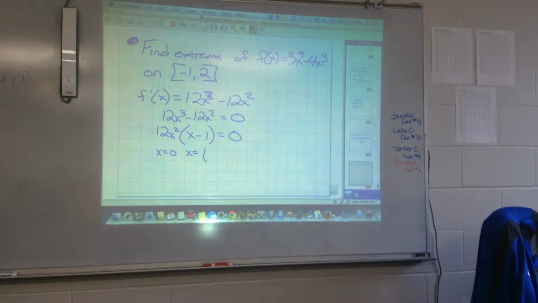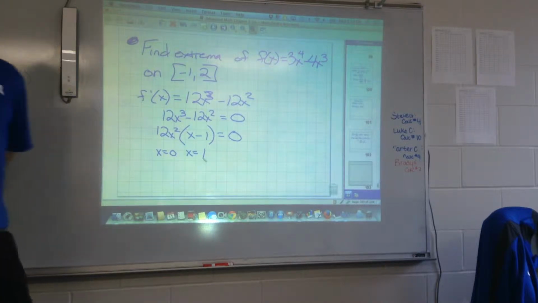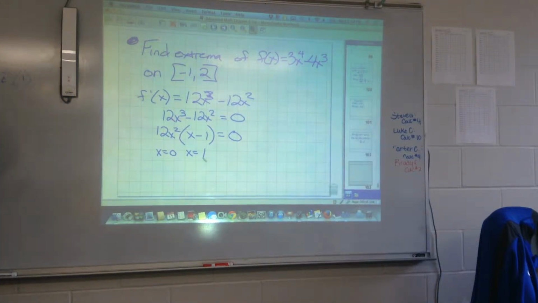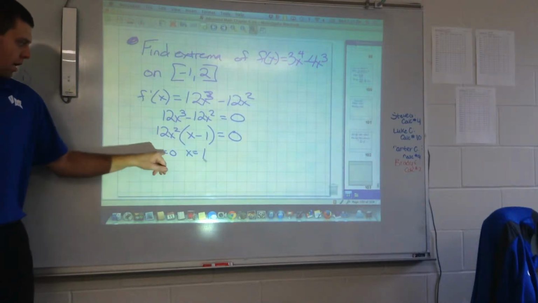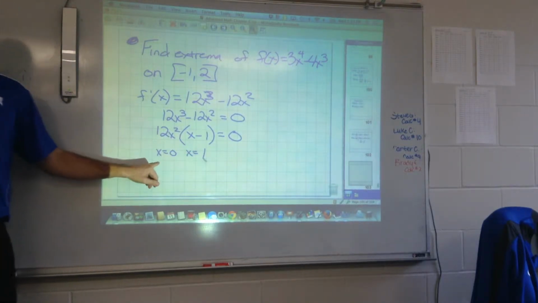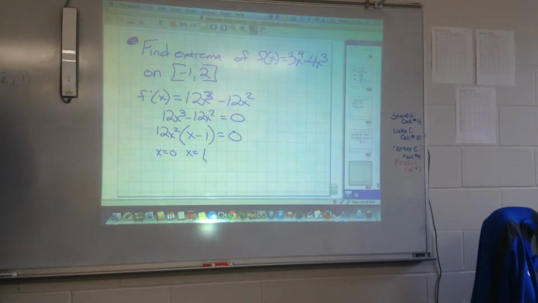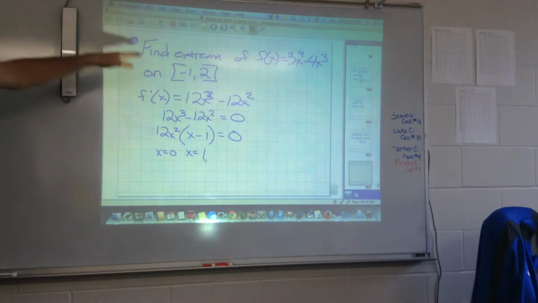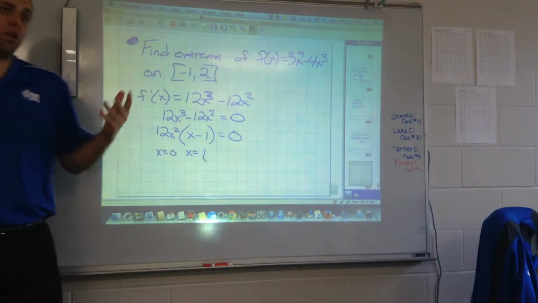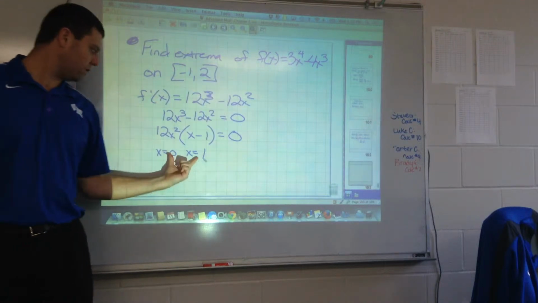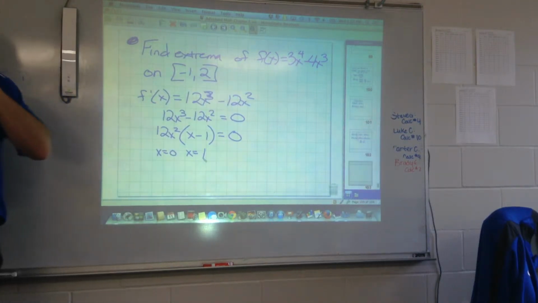Now to determine where our extreme values are, our maximums and mins, we need to see what the y values are at both of these locations and at both endpoints. You have to check both endpoints just in case the graph is the highest at the very left or the very right, or the lowest at the very left or the right.